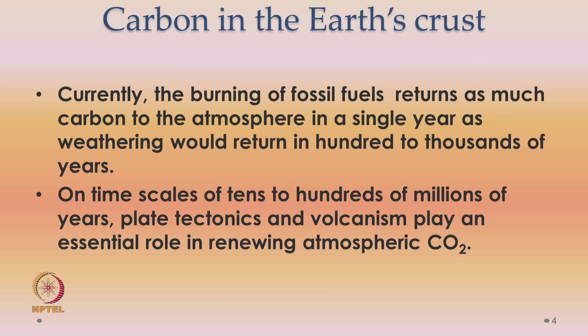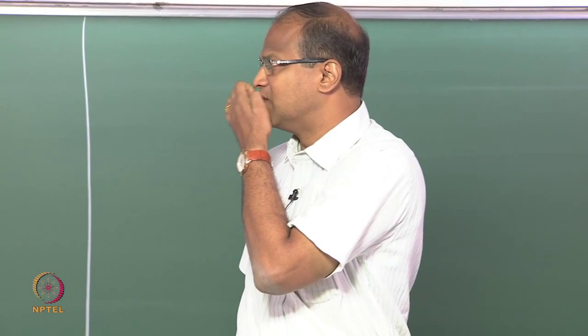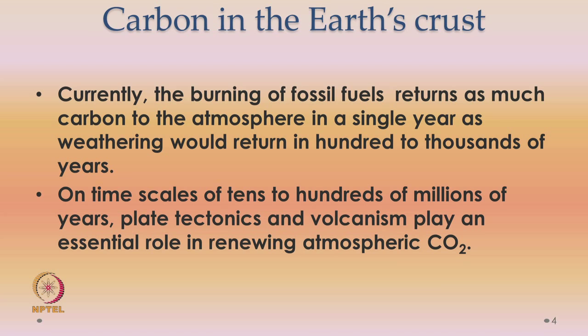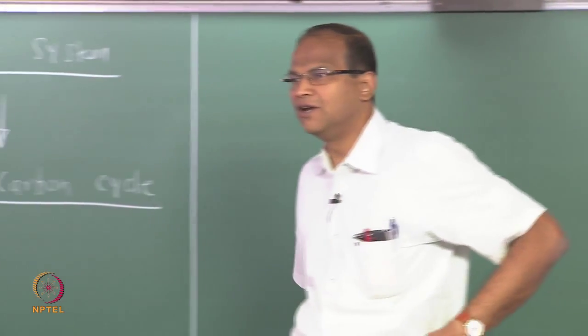The problem now is that currently the burning of fossil fuels returns as much carbon to the atmosphere in a single year as weathering would return in thousands of years. That is why there is a rapid increase of carbon dioxide as confirmed by the Mauna Loa experiments in the late 50s, right. So on time scales of tens to hundreds of millions of years, plate tectonics and volcanism also play a role in renewing the atmospheric carbon dioxide, because carbon dioxide can just come from below the Earth's mantle, and through volcanic eruptions can be directly sent out into the atmosphere.